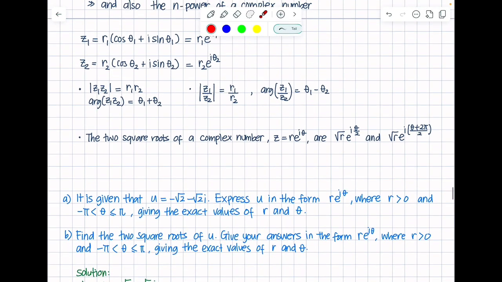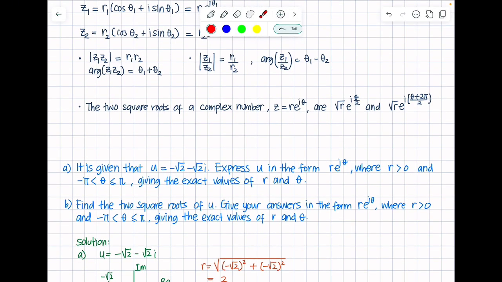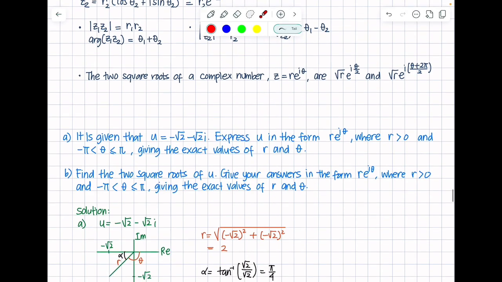For example, it is given that u equals negative square root 2 minus square root 2i. (a) Express u in the form r e to the power of i theta, where r is more than 0 and theta lies between negative pi and pi, giving the exact values of r and theta. And also (b) find the two square roots of u, giving your answer in the form r e to the power of i theta, where r is more than 0 and theta lies between negative pi and pi, giving the exact values of r and theta. Okay.